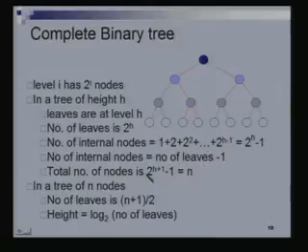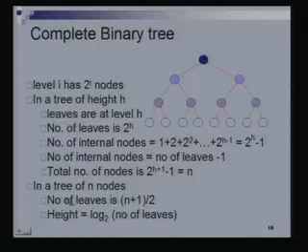And so what is the total number of nodes in this tree? It's 2 to the h, which is the number of leaves, plus 2 to the h minus 1, which is the number of internal nodes. So it becomes 2 to the h plus 1 minus 1. Let's call this number n. So if I have a complete binary tree of n nodes, then what is the height of this tree?